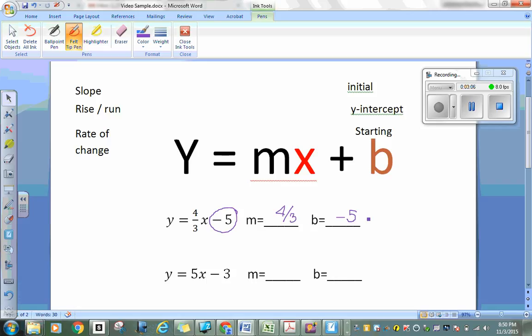Now, let's talk about this particular example right here. What would be our slope here? If you said that the slope is 5, you're absolutely correct. Why? Because again, the slope is always with my x. Now, here's the next one. What would be our y-intercept, or the b? The answer is -3.